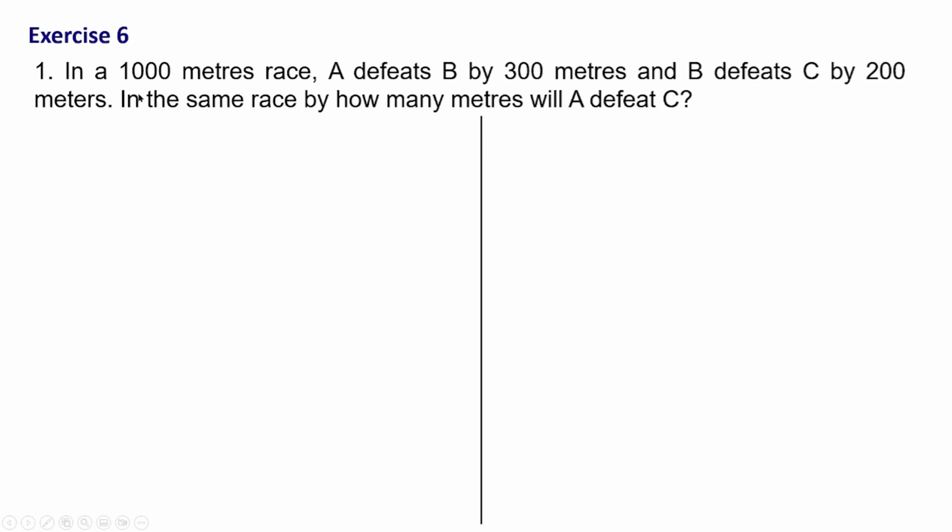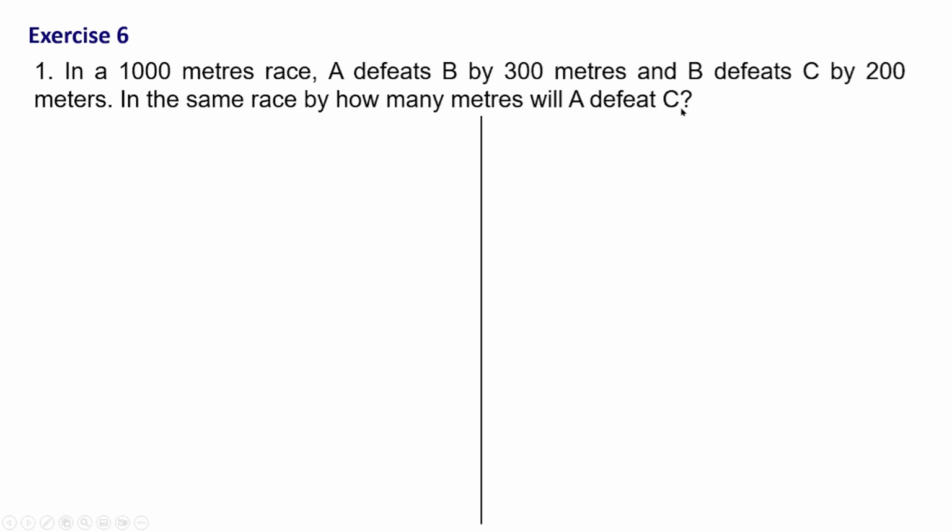So here it is given the race is for 1000 meters and A defeats B by 300 meters. The meaning is that if A runs 1000 meters, B will run 1000 minus 300, which is 700 meters. Similarly, here B defeats C by 200 meters. The meaning is that if B runs 1000 meters, then C will run 1000 minus 200, which is 800 meters. Now we need to find the distance by which A will defeat C.